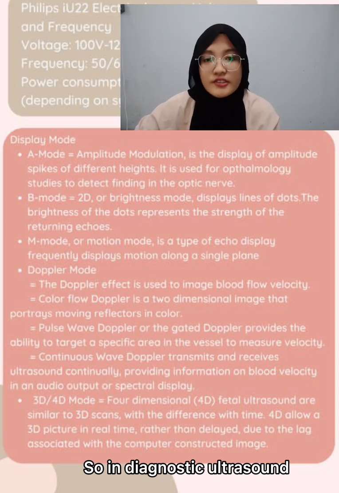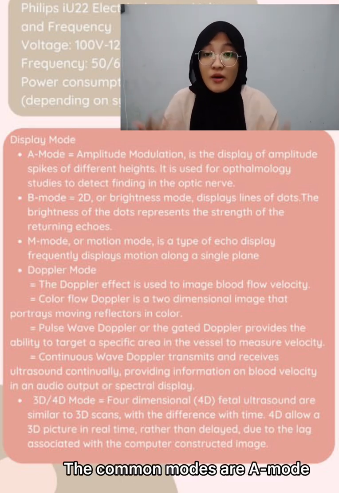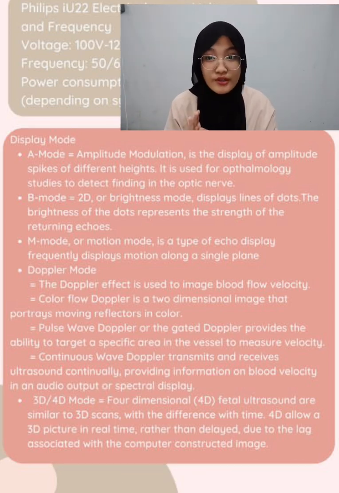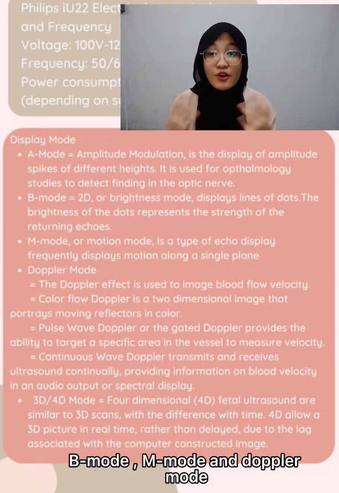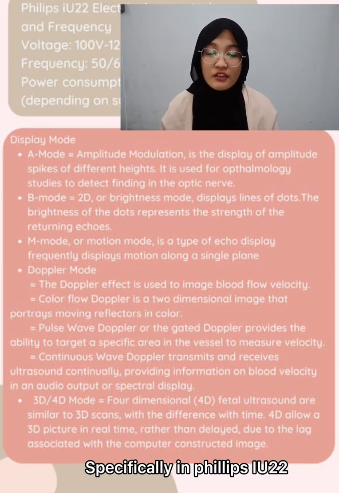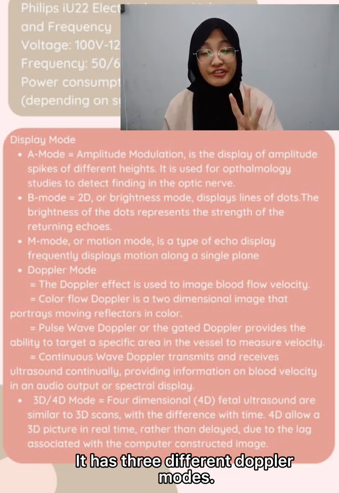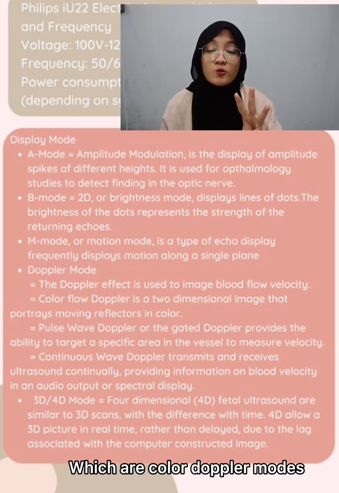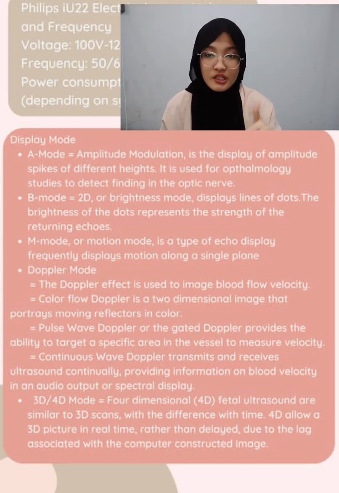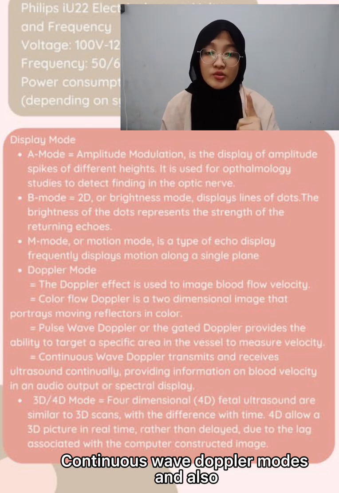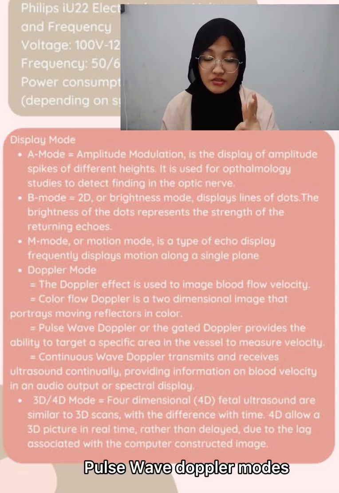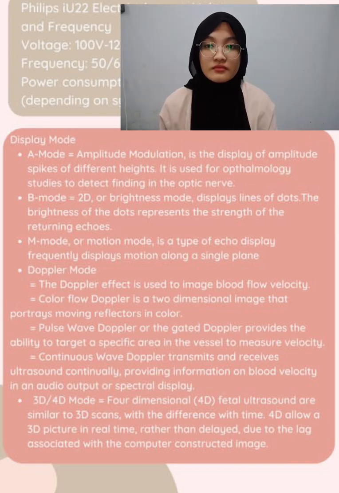So in diagnostic ultrasound, the common modes are A mode, B mode, M mode, and the Doppler mode. Specifically in Philips IU22, it has 3 different Doppler modes, which are color Doppler mode, continuous wave Doppler mode, and also pulse wave Doppler mode.